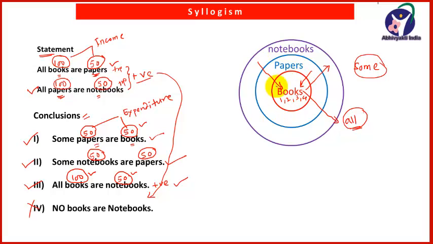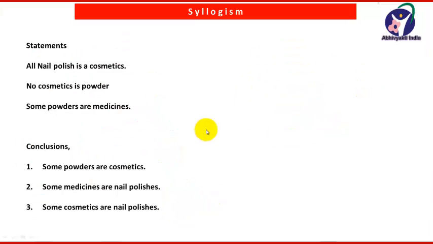Now, no books are notebooks. Books are inside the notebooks, so we cannot say that no books are notebooks. So this fourth conclusion does not follow. Therefore the first, second and third follow and the fourth does not follow. Now let us see another example.